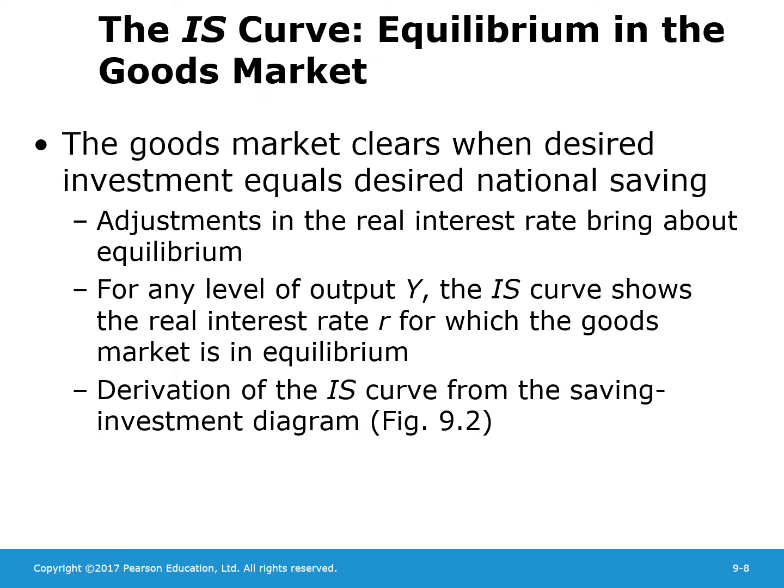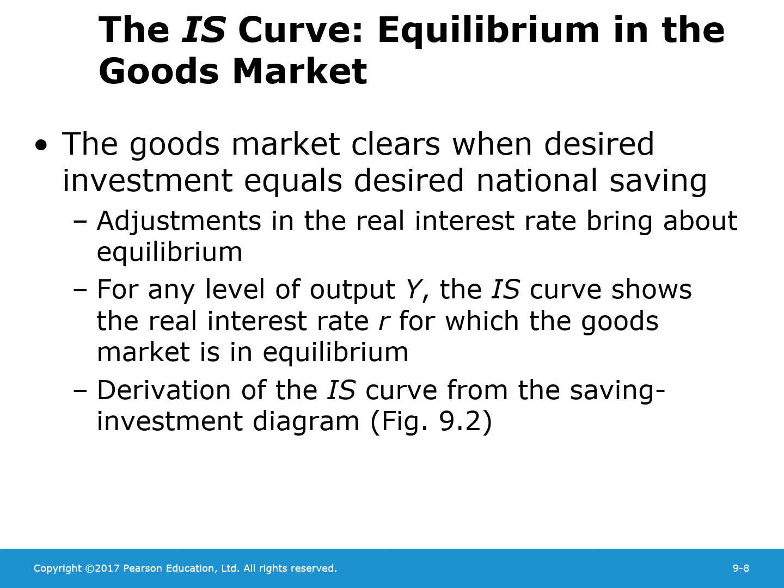Now we move to the second curve, or the second market, which is the goods market. We represent equilibrium in the goods market through the IS curve. So here, this is the second curve. We finished the FE line. Now we move to the IS curve, which represents the equilibrium in the goods market. So the goods market clears when desired investment equals desired national saving.